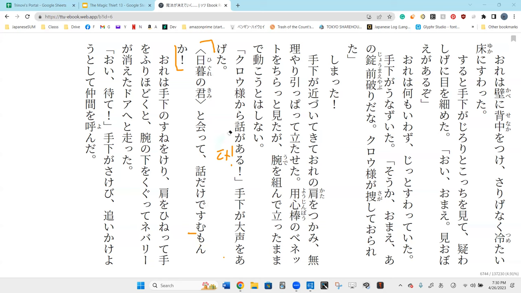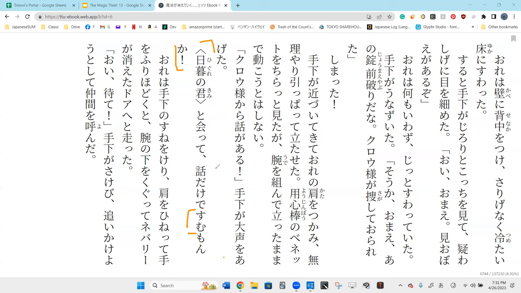It means to speak with the Lord of Twilight and to only speak. The most important part here, I would say, is the sumu. Sumumonka. To finish speaking with, only to. It's like, only to finish.